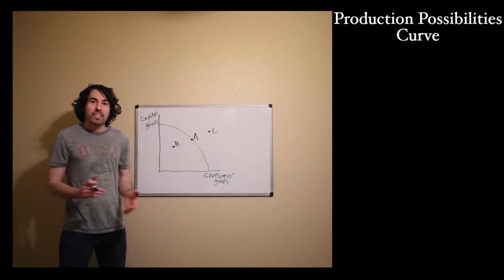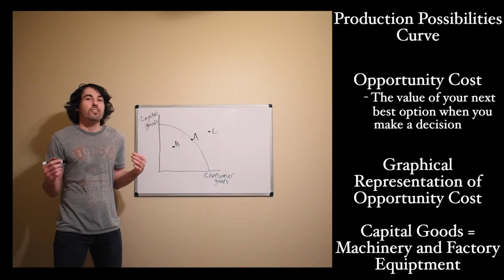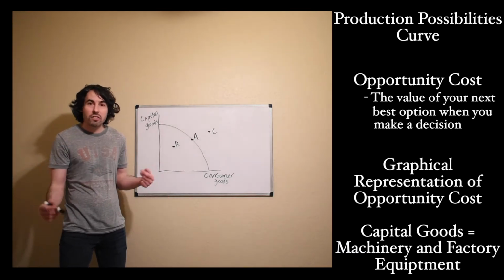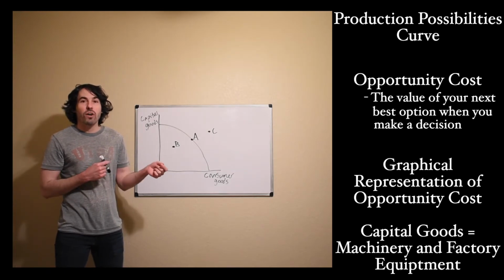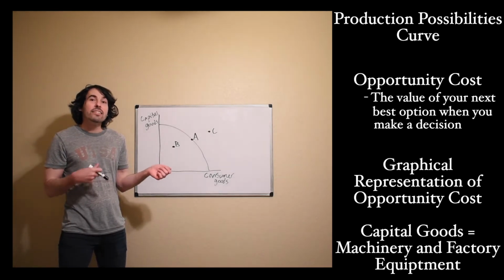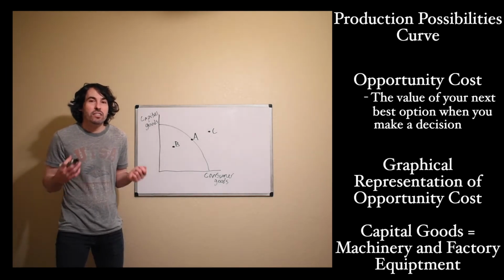Alright, first of all, the basic idea behind the production possibility curve is that it is a graph that shows trade-offs. It's showing our opportunity cost for producing one good or another. Opportunity cost is the value of the next best thing you could have done when you're making an economic decision.